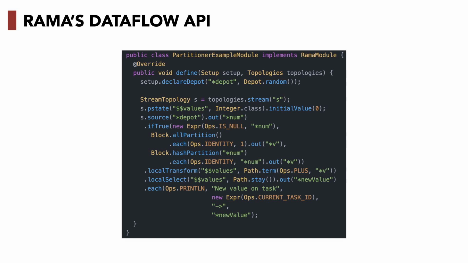In this case, it adds the number to the total stored on the p-state partition on that task. The module prints updated values and their task ID for each update. Let's see it in action. In this Groovy shell, I have the module launched and running already and a client to the depot already open.